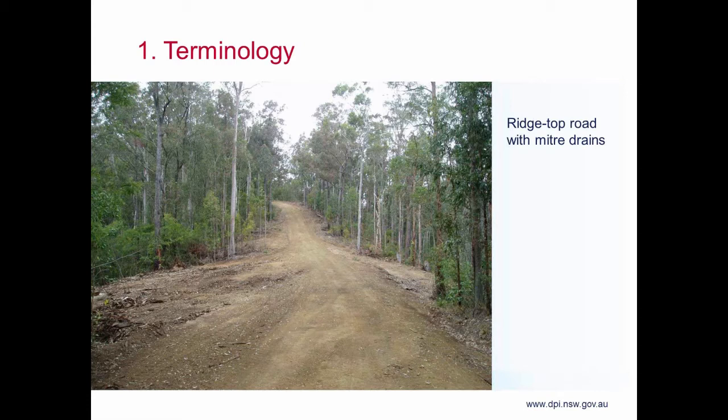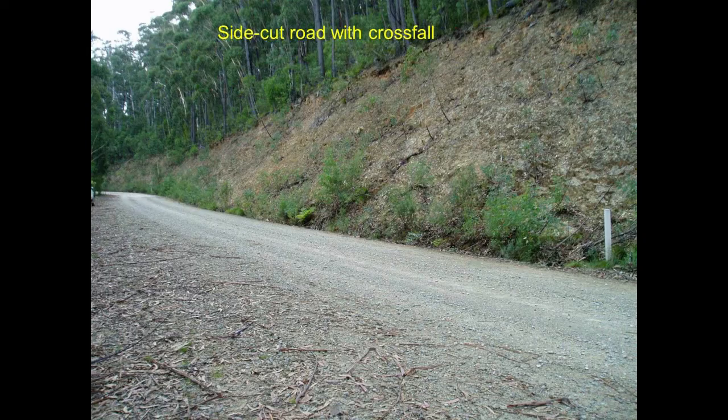The other main type of road, if that slide's now come up for you, is a side cut road. These are ones that are cut into the hill slope, and you can see on the right hand side of the screen there we'll often have a large cut batter and a table drain. The actual road surface itself will generally drain towards that table drain and the cut batter, and that creates some issues for where water goes and how it's managed.